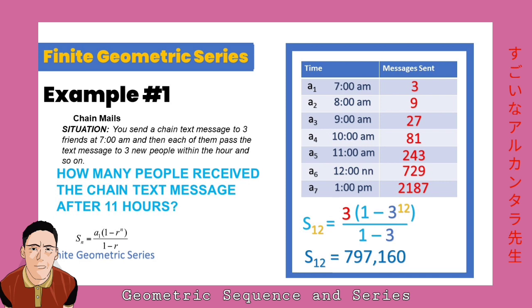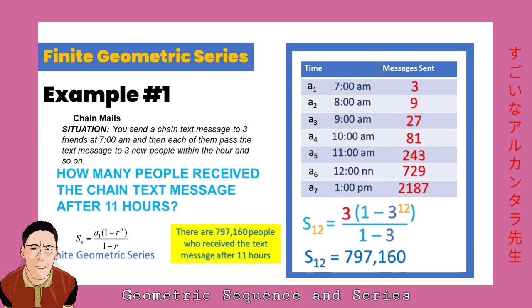And once again, since the word is after, we use n equal to 12. But if the terminology is by or at, we're gonna use 11 as it is. So that's the clarification here. So you may try on your own getting the number of texts that will be sent, or the amount of people that will receive the text message by 11 hours or at 11 hours. So you may check that one out for yourself to practice.